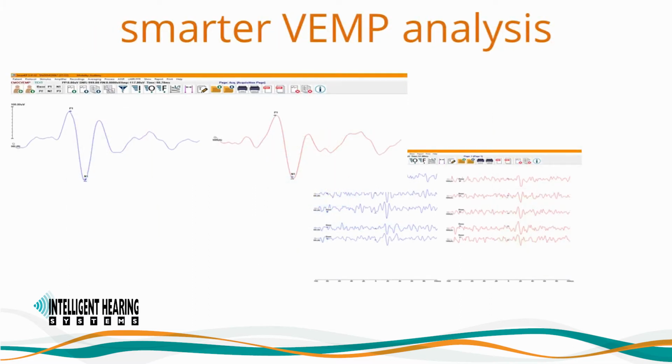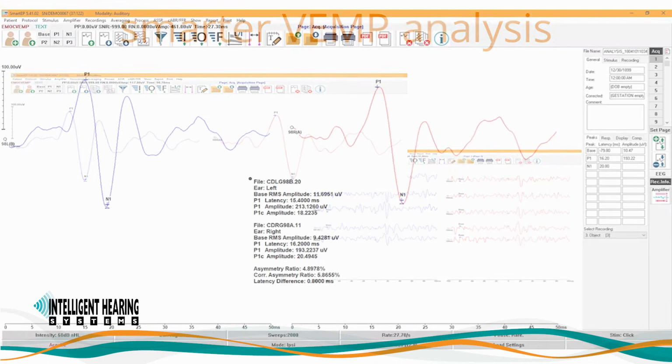As a part of SmartEP, SmartVEMP includes easy-to-mark peak labels using the mouse or keyboard. Baseline is automatically marked to the user-defined acceptance region. You can quickly calculate a grand average using multiple recordings. Once the labels are marked, the system will calculate the P1 amplitude, as well as the corrected P1 amplitudes, based on the pre-stimulus EMG levels. Our comparison feature will also calculate the asymmetry ratio after you select the left and right recordings.